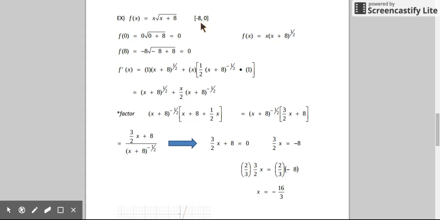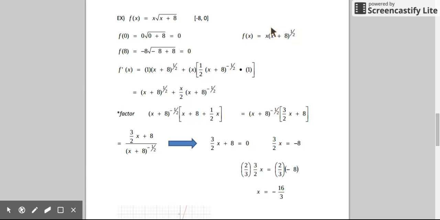We're just going to plug in some numbers from our interval. In this case, we're going to plug in the endpoints on our interval. So if I plug in -8, I get 0. And if I plug in 0, I also get 0. And so we know that Rolle's theorem applies in this case. So we can find the derivative.